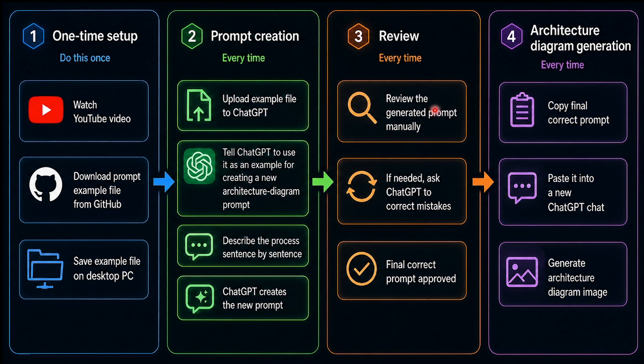You go into a review, you check if everything is correct. If not, you let ChatGPT know and it will correct the mistakes in the prompt. And then finally, you will have a prompt that can create your architecture diagram. You copy the final prompt, paste it, and generate the architecture diagram image.